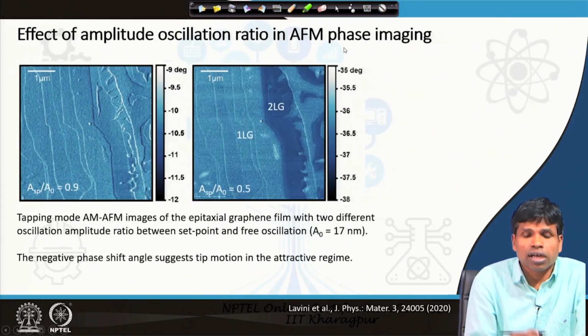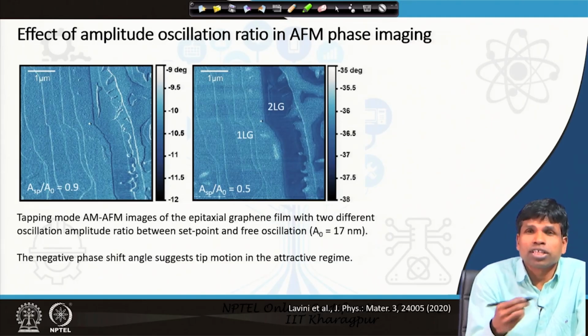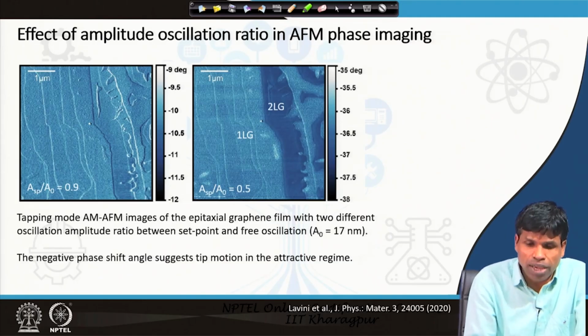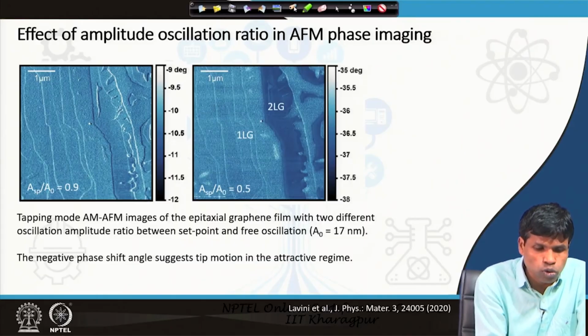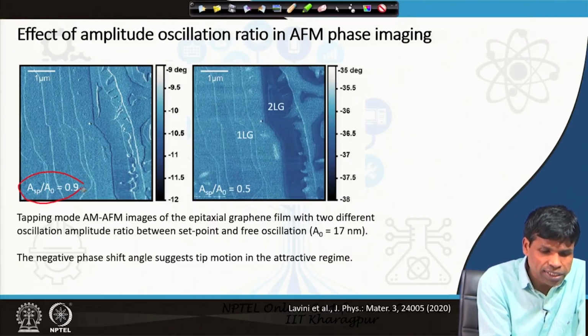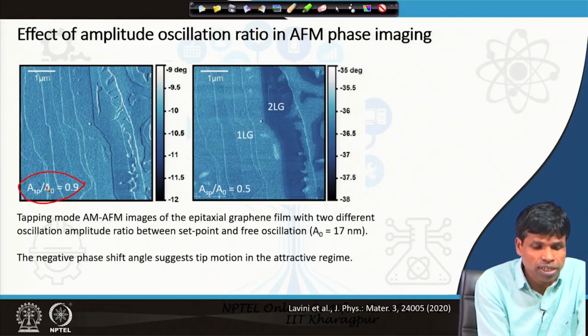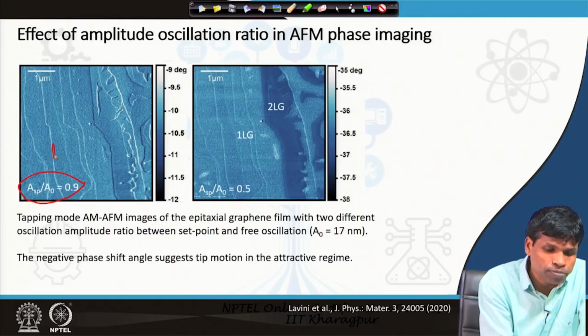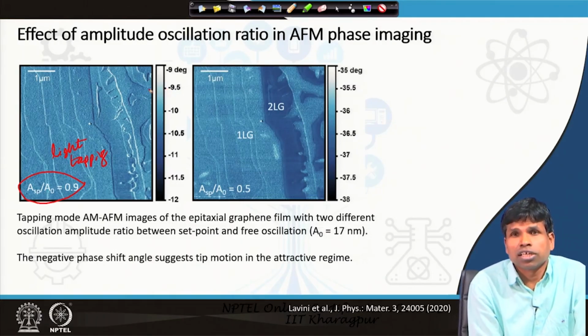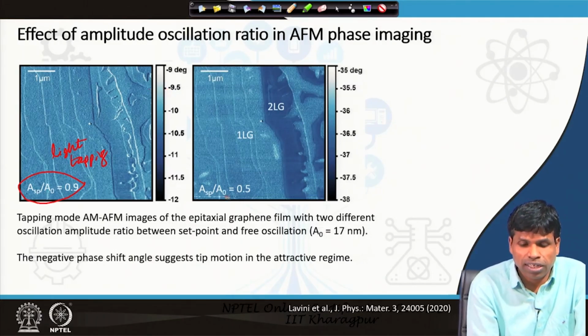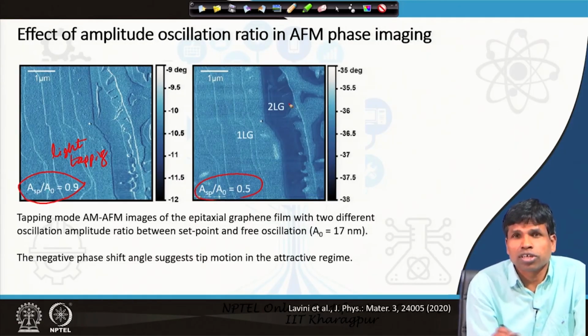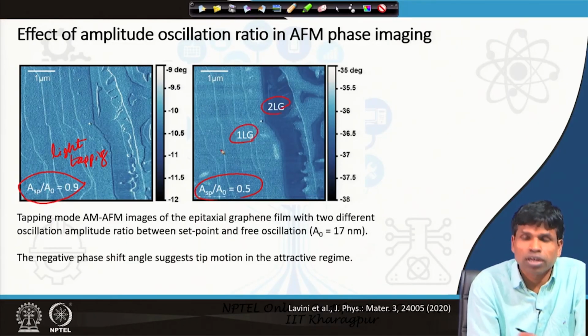If we look at another example here, we see how the ratio of oscillation amplitude plays an important role. In this particular case, two different ratios were taken. That means the set point amplitude is very close to the free cantilever oscillation amplitude. That means it is a light tapping of the probe. Light tapping does not give much distinct contrast difference, but when the tapping is increased, medium tapping, we could see the contrast difference of the two layer graphene and one layer graphene.